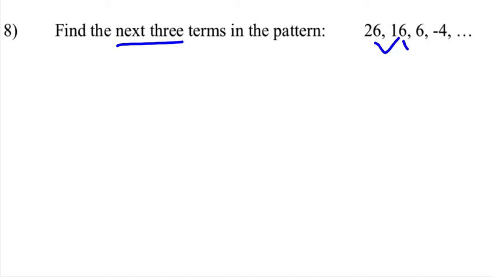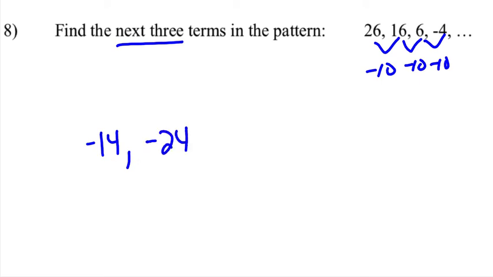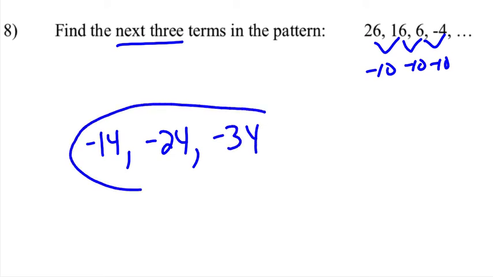So hopefully you can see that in each of these steps we are subtracting 10. Alright, so subtract 10. So if I start with negative 4 and I subtract 10, I end up with negative 14. Subtract 10, I get negative 24. And subtract 10 one more time to get negative 34. Alright, so those are your 3 answers.